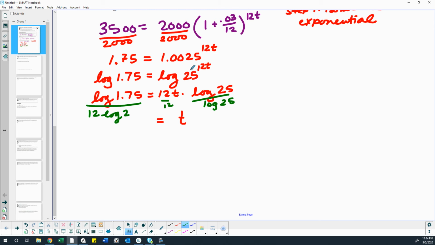How did my 1.0025 turn into 25? Uh-oh, I just realized I did that. Let's fix that really fast because some of you are probably going, wait, what happened? What did I miss? Yeah, I just made a mistake. That's all. So log of 1.0025 and same thing right here. I apologize for that.